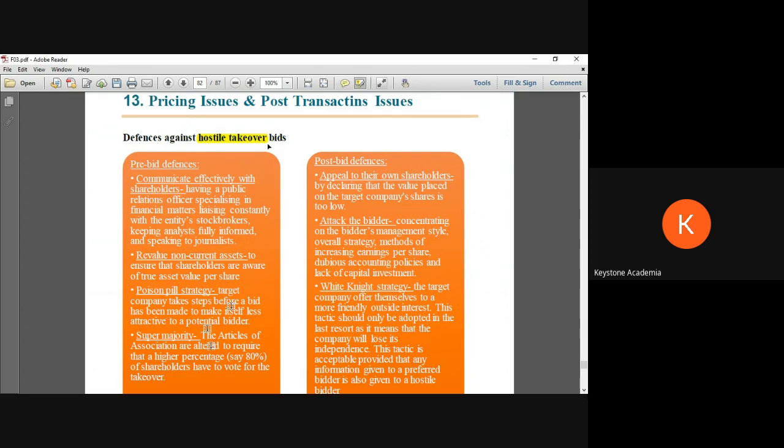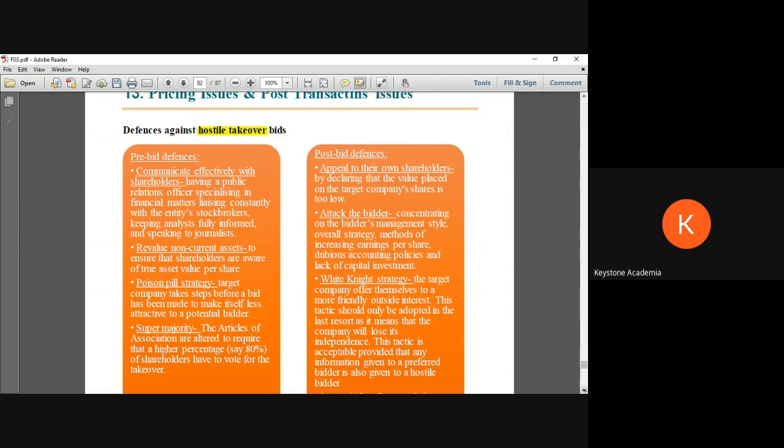The next one is the super majority. We can change some of the rules we have. Let's say previously, if they got 51% of the shareholdings, the ownership was gone. But now we change the rules. Let's make it 80% or 70%, just to make it more challenging for them. These are the famous pre-bid defenses.